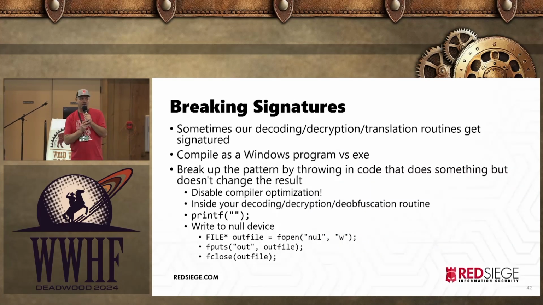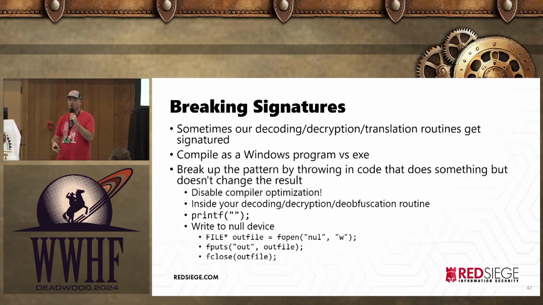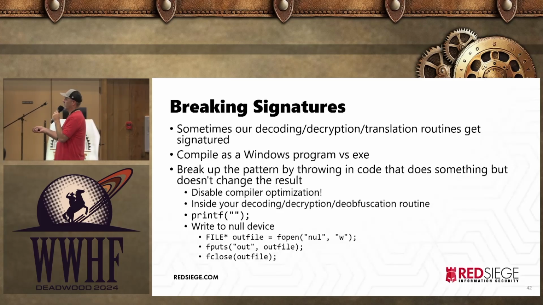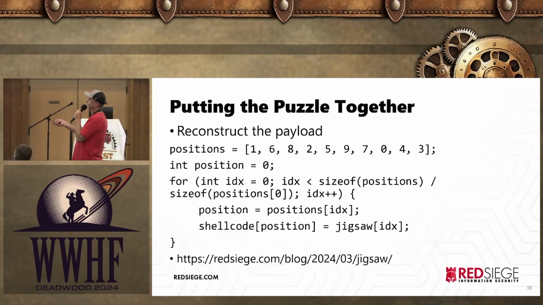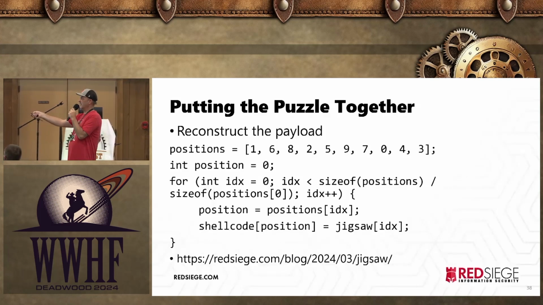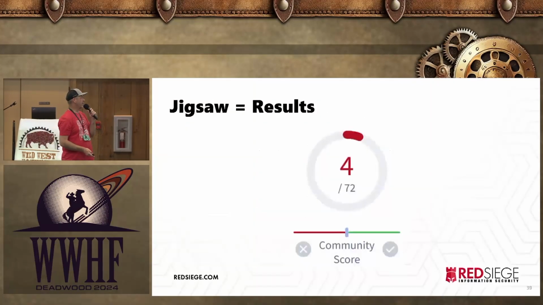So I talked about breaking signatures. So lots of times it's the routine that is signatured, not the shellcode bytes that are signatured. So, if we think about it like this, right? Like how we reconstructed, this is the routine that's signatured. This is what they're detecting, this pattern of moving bytes around. So we want to break that.